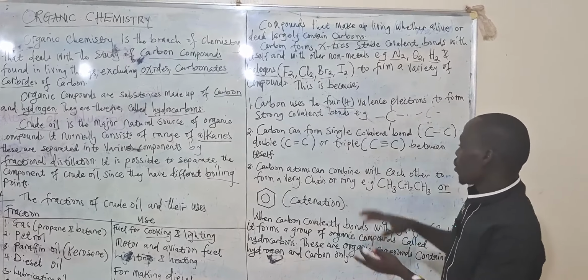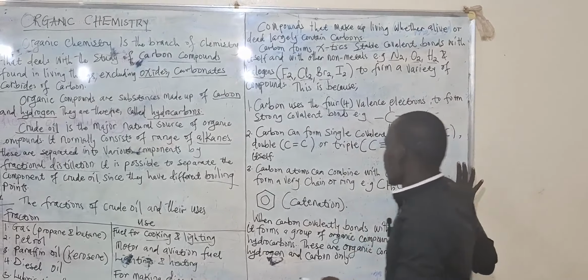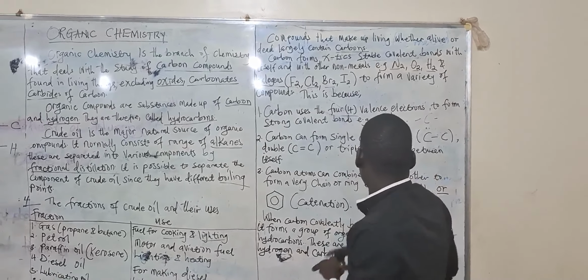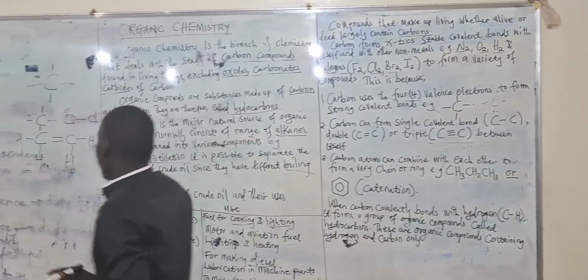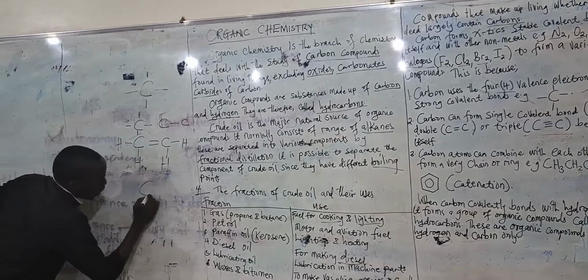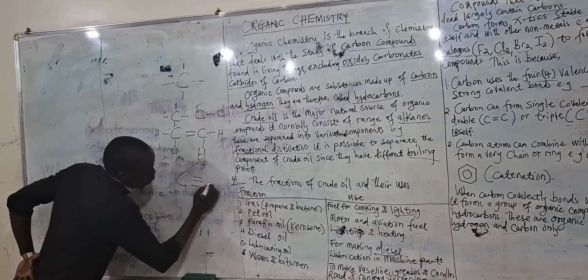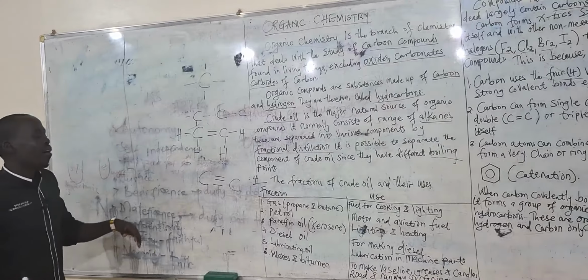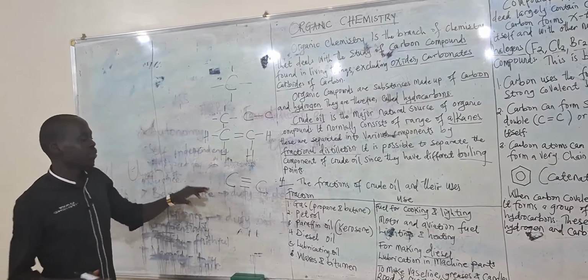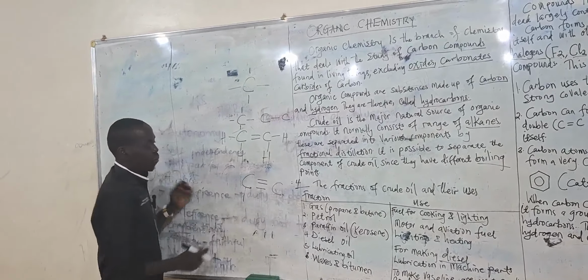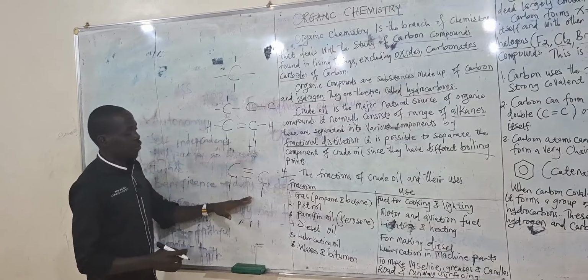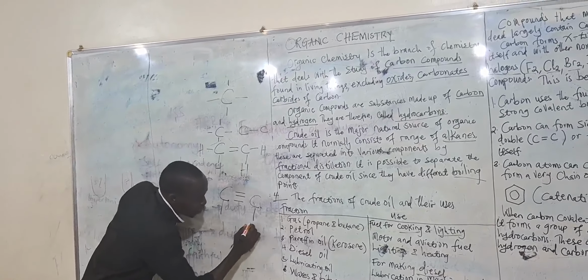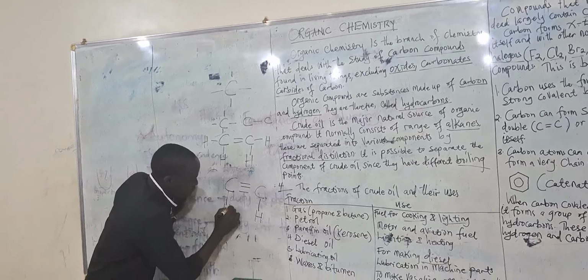Also, carbon atoms combine with each other to form. Okay, let me explain something about the triple bonds. So when you look at the triple bonds also, we are saying this carbon can also combine in that manner. So for these carbon atoms to be stable, it needs to bond to another atom of another element. So we shall have something of this kind.